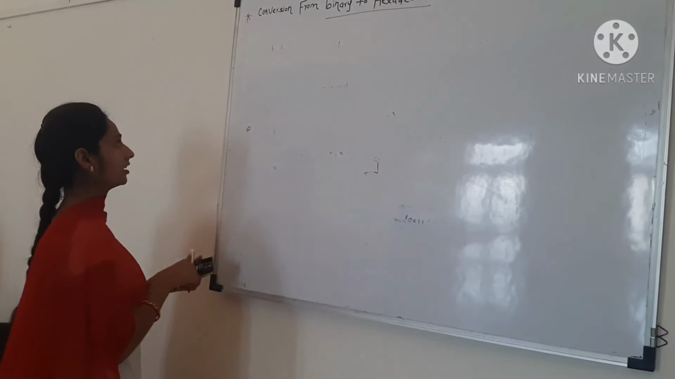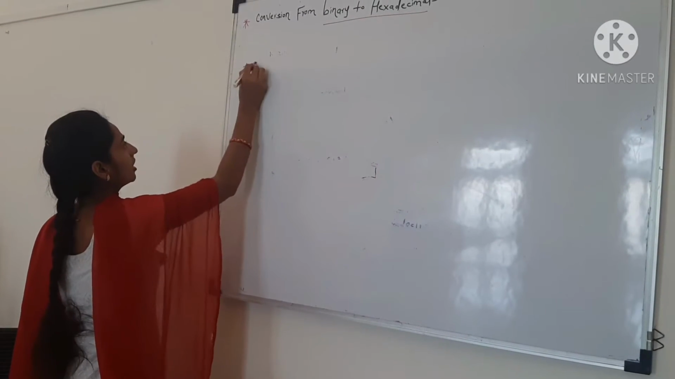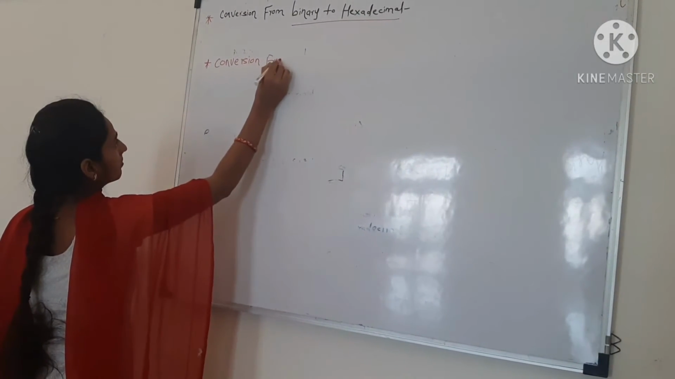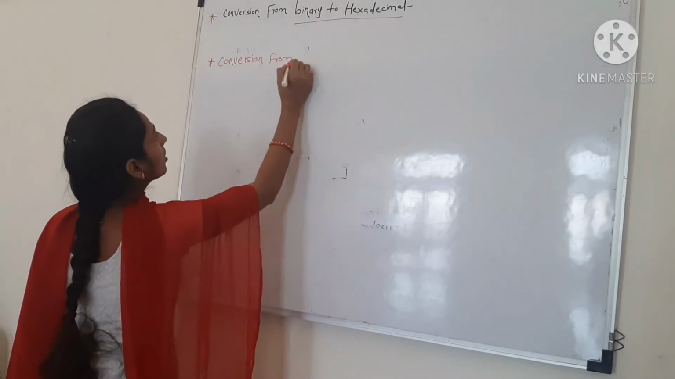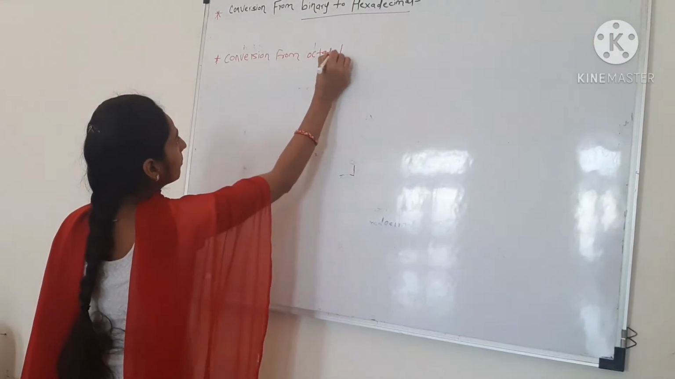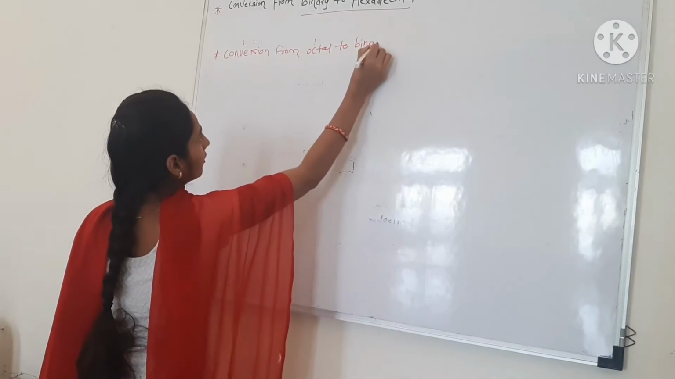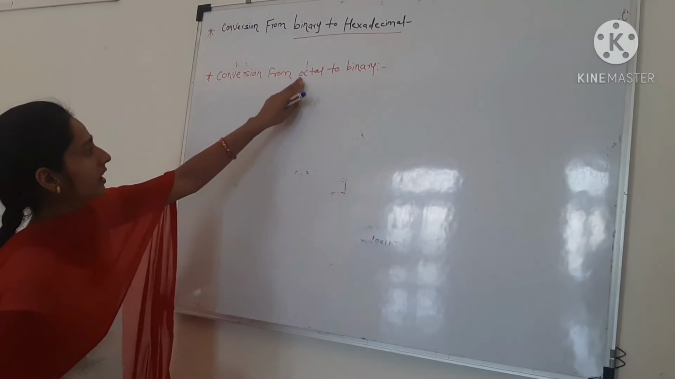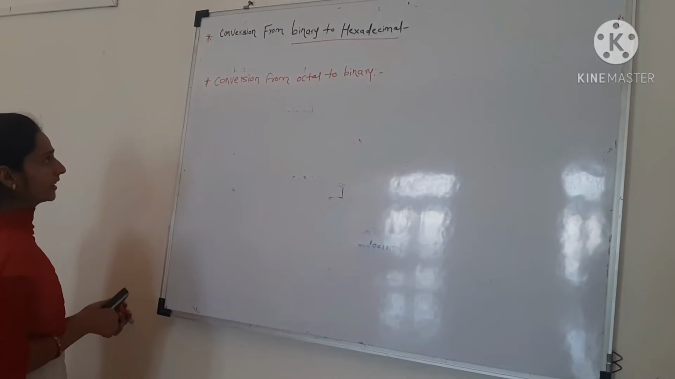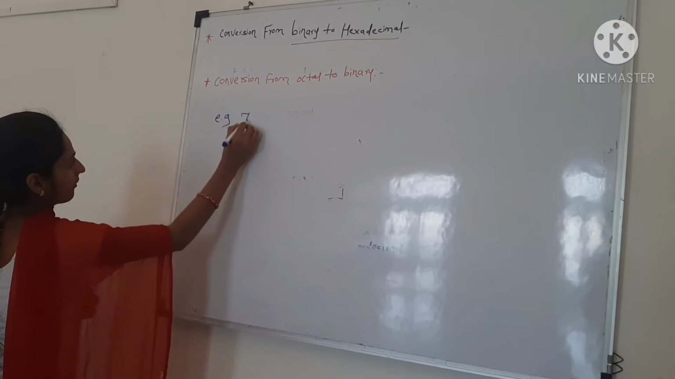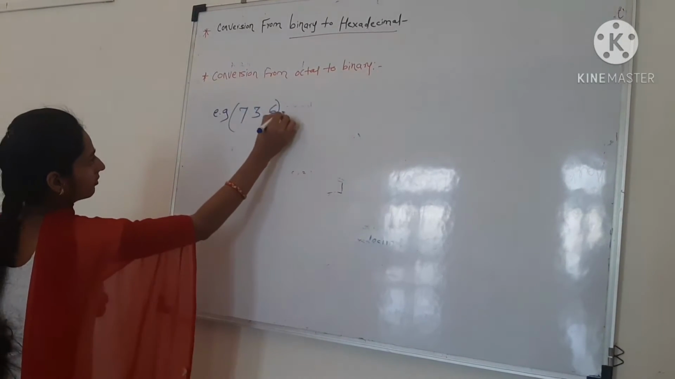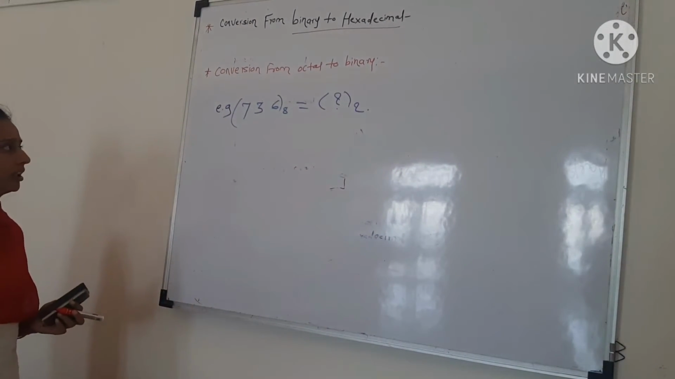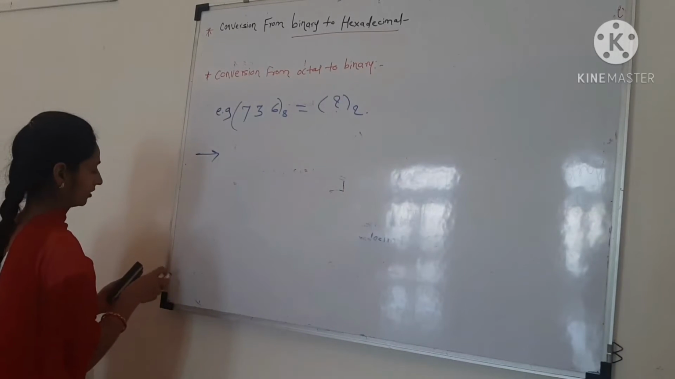That is conversion from octal to binary. Previously we have seen binary to octal. Now we are doing the conversion from octal to binary. Let's take one example, 736. It is an octal number and we have to convert it into a binary number. So let's start with our solution.